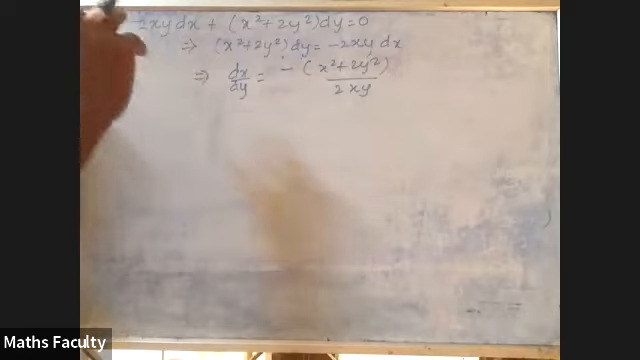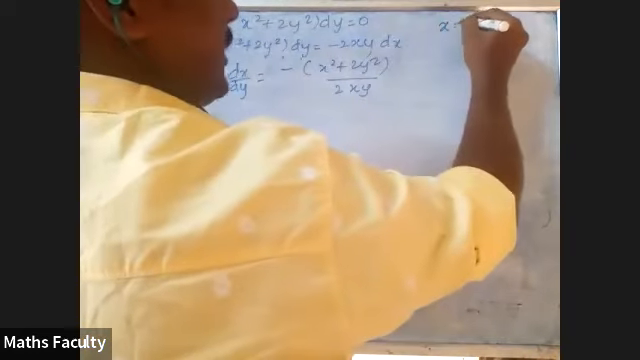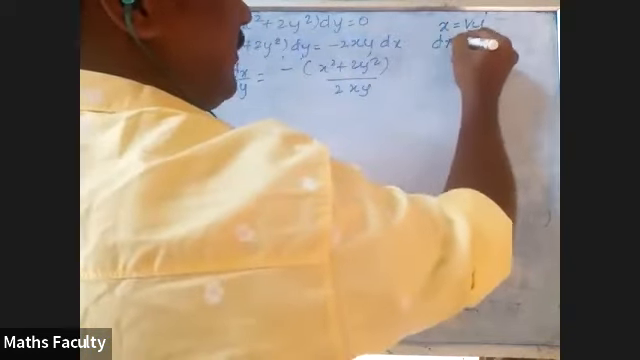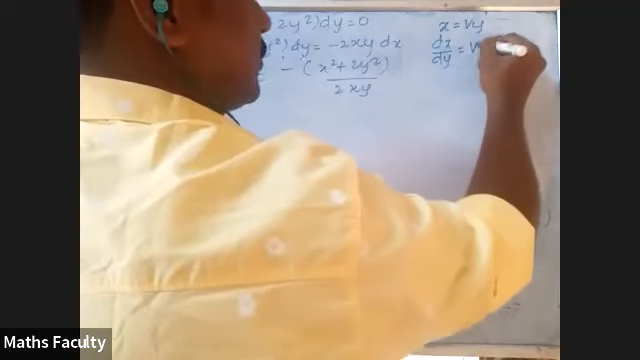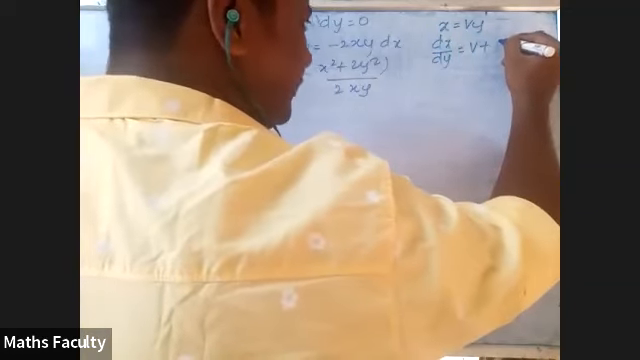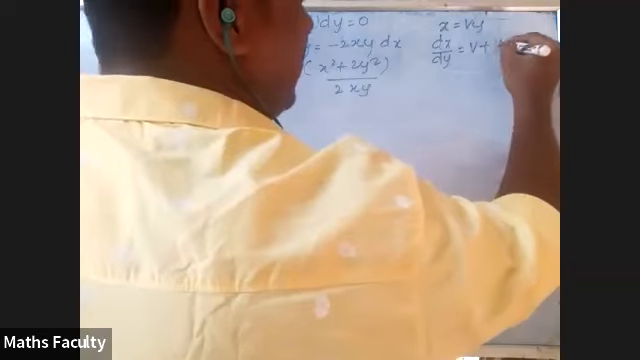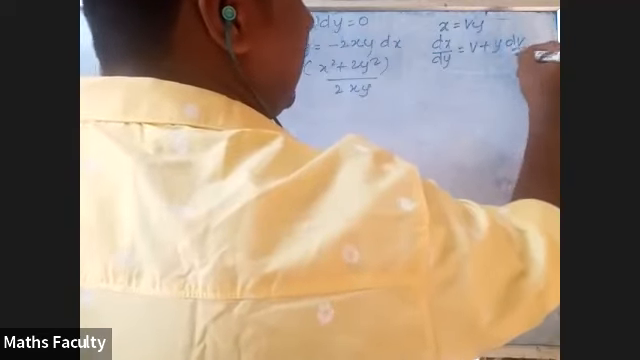So I am just changing it to dx by dy. Therefore you put x is equals to vy. Then we have dx by dy is equals to v plus y into dv by dy.